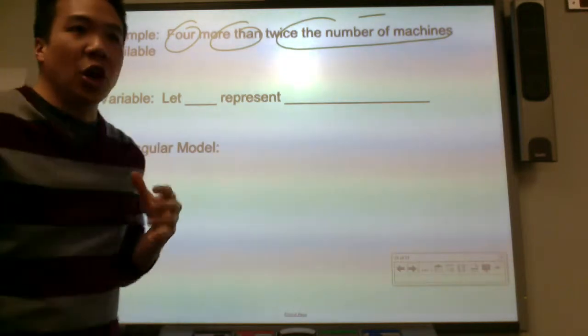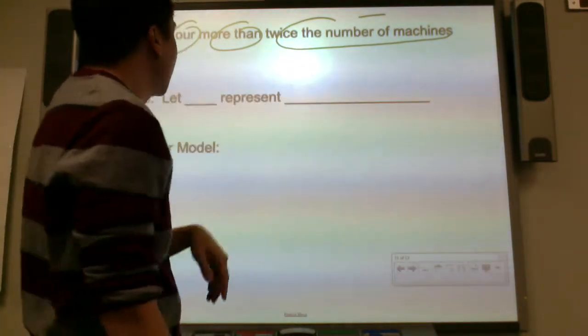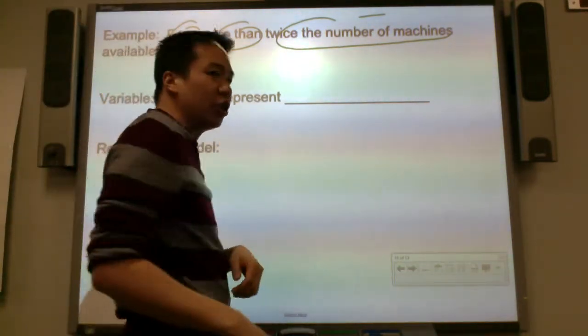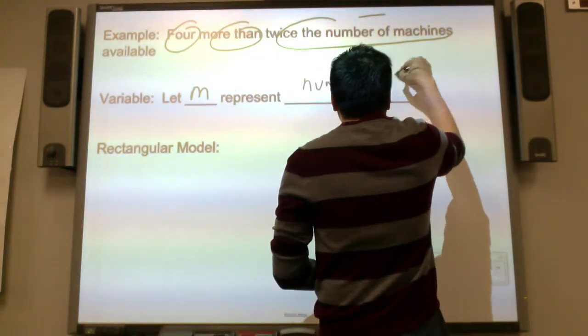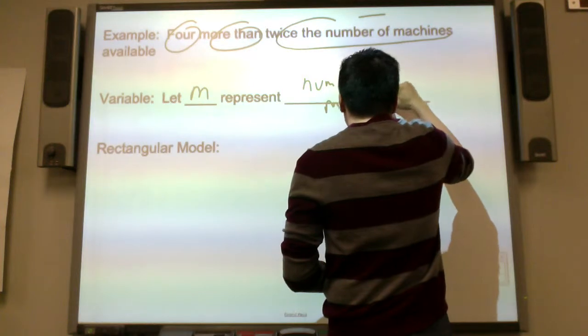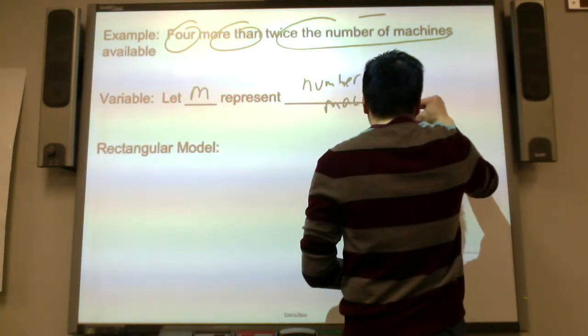So what is the unknown? What did they not tell us? They didn't tell us the number of machines available. So what letter would you like to use? I like to use M, the number of machines available.